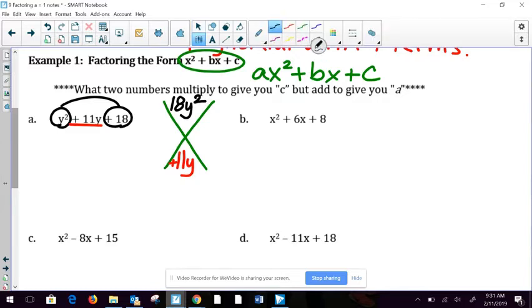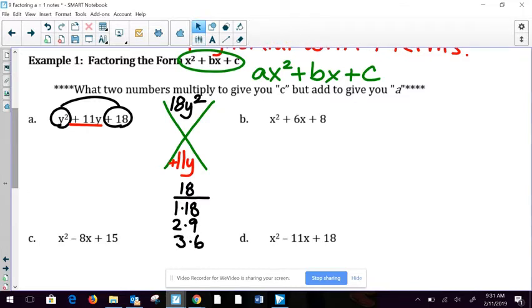So we look at the 18 and we ask ourselves, how can I multiply to get 18? Well, I have 1 times 18, I have 2 times 9, and I have 3 times 6. So I have to be able to either add or subtract these to get to 11. So if I do 1 plus 18, that gives me 19. I'm looking for 11, so that is not what I'm looking for. That's not my pair. So I'm going to go to my next pair.